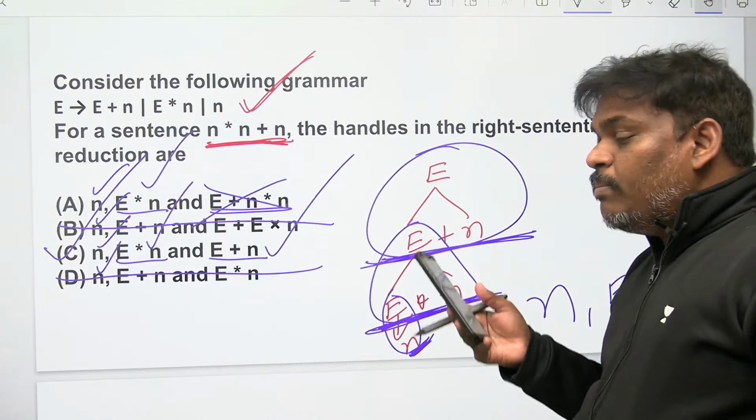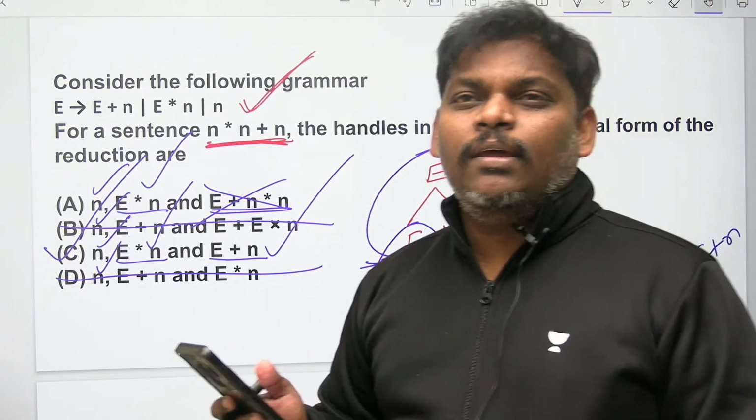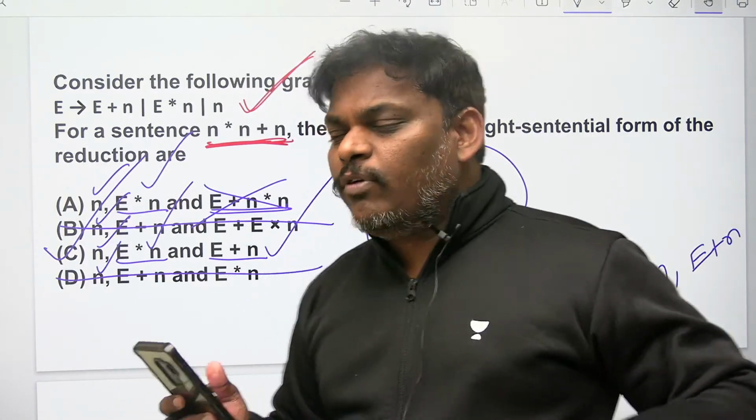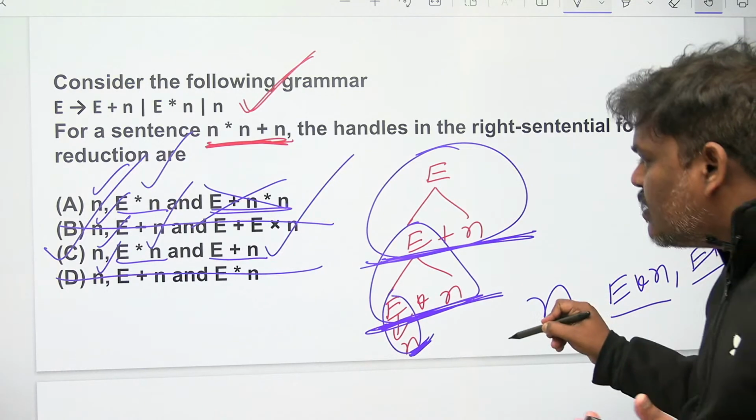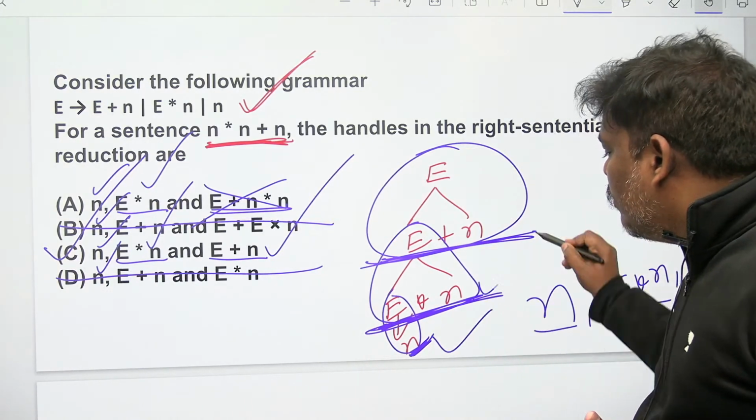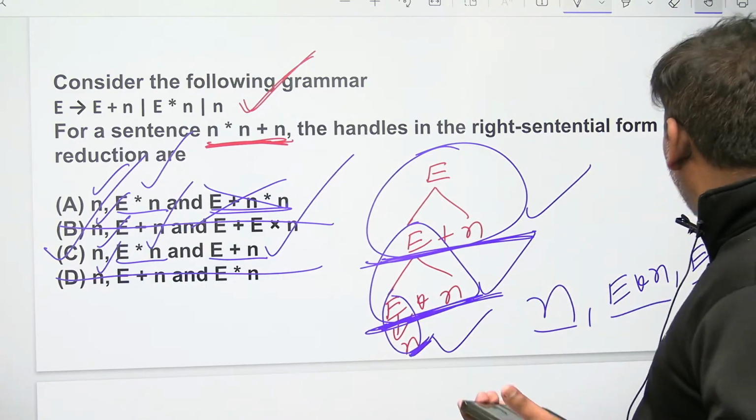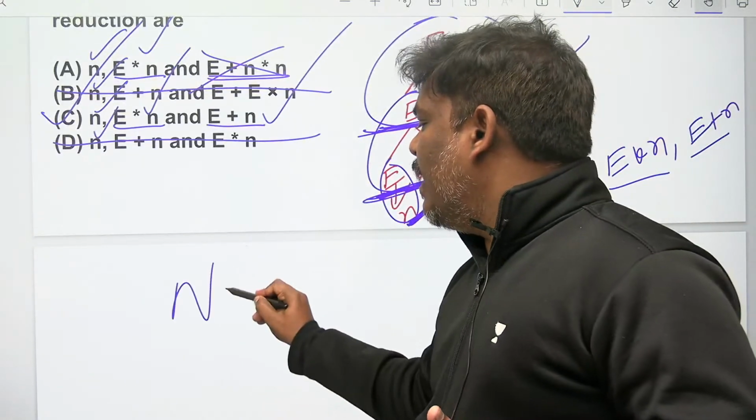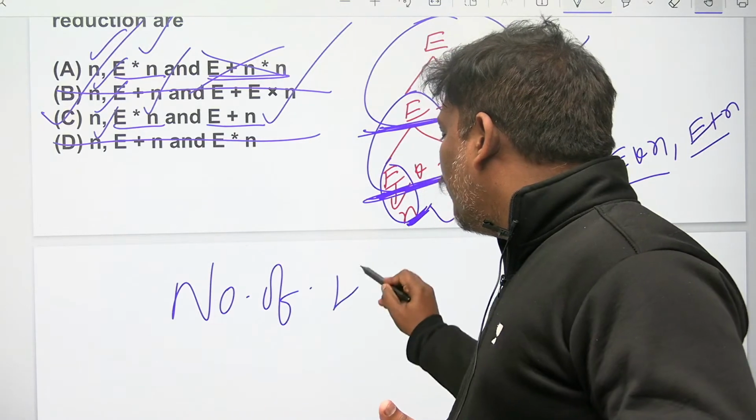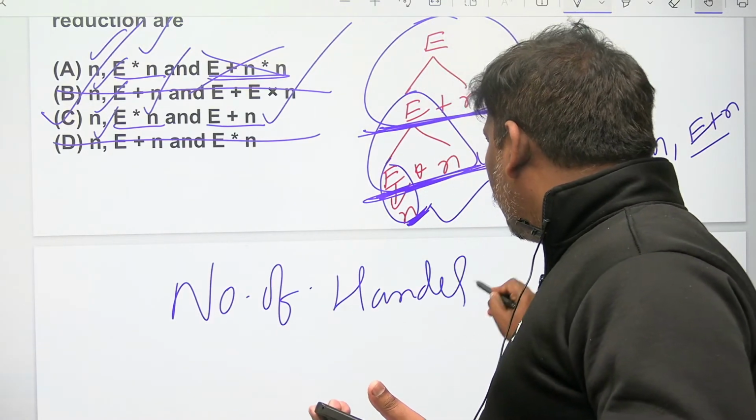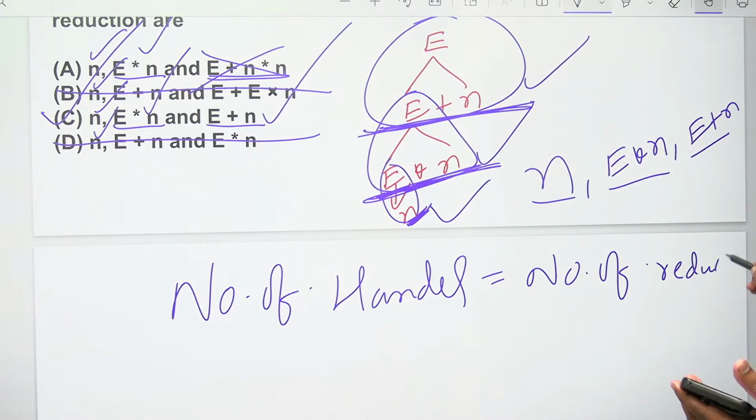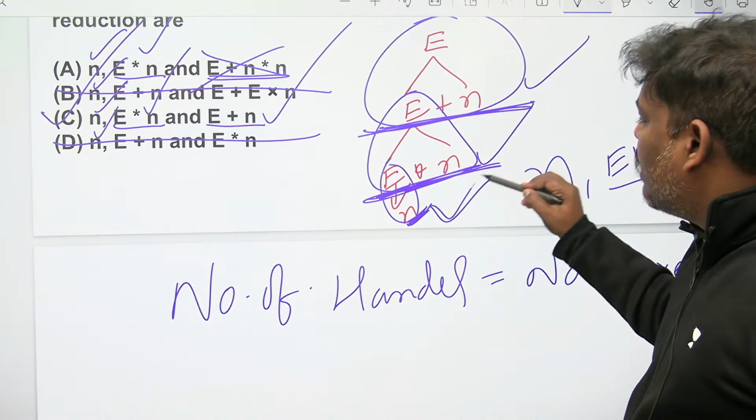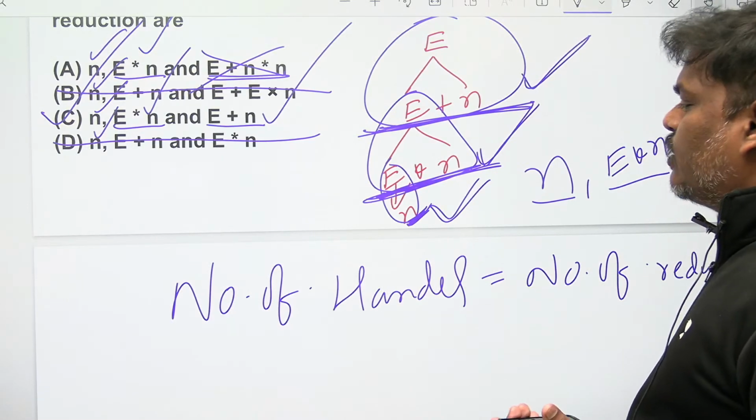Listen everyone now. By mentioning how many handles are there: how many handles? 3 handles. 3 handles means 3 reductions are there. The number of handles is equal to the number of reductions. See, 3 reductions: the first reduction, the second reduction, the third reduction.